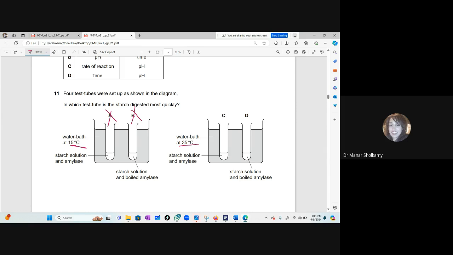Let's look. In C, I have the starch and the enzyme. In D, I have the starch and boiled enzyme. So the answer is very clear. What's the answer? C. Very easy.